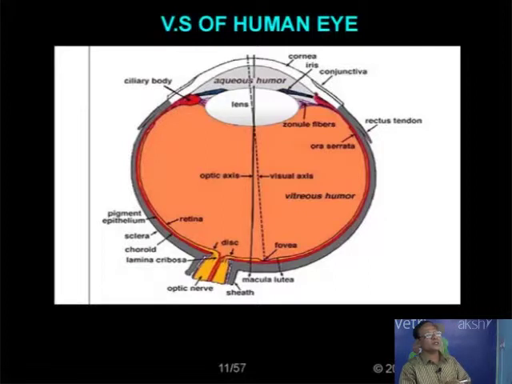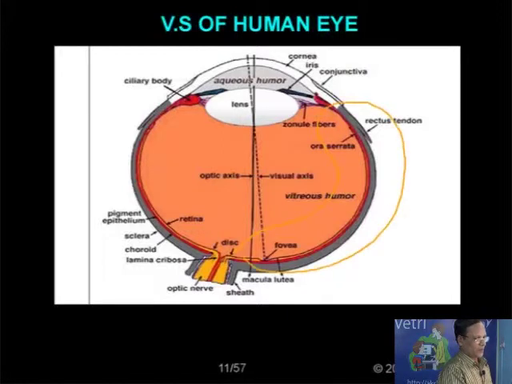The ora serrata is the circular margin of the optic part. Normally, after this we have the optic part of the retina, then the ciliary part, and this is what is called the iridial part. These are the three parts of the retina. The optic part is in contact with the sclera, the ciliary part is in contact with the ciliary body, and the iridial part is in contact with the iris.